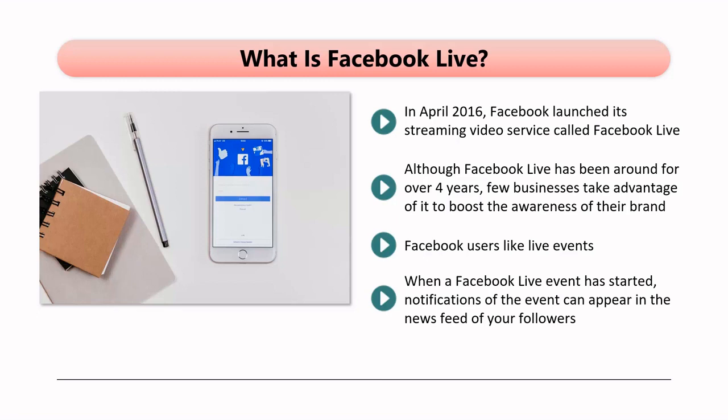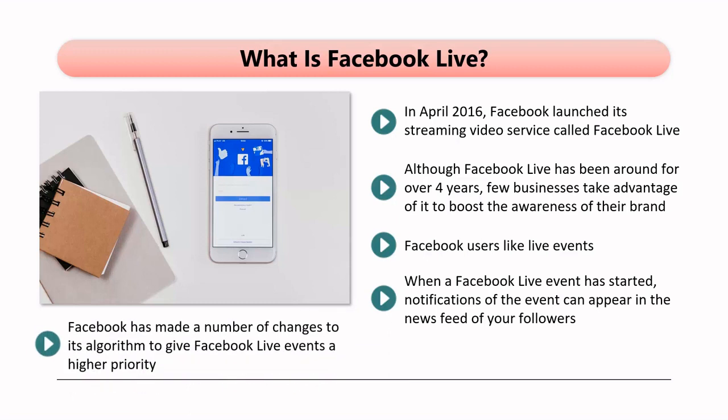When a Facebook Live event has started, notifications of the event can appear in the newsfeed of your followers. This can also occur once the event is finished. This is a really good feature, as some people will forget that they intended to attend the live event. It is also helpful to those followers that were unable to attend for some reason. Facebook has made a number of changes to its algorithm to give Facebook Live events a higher priority. So now, there's an even greater chance of Facebook users seeing your live video streaming event.